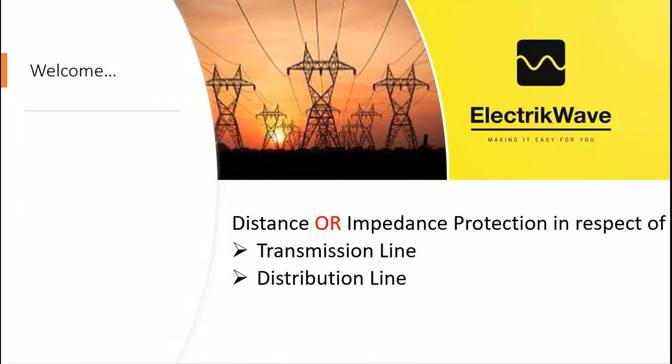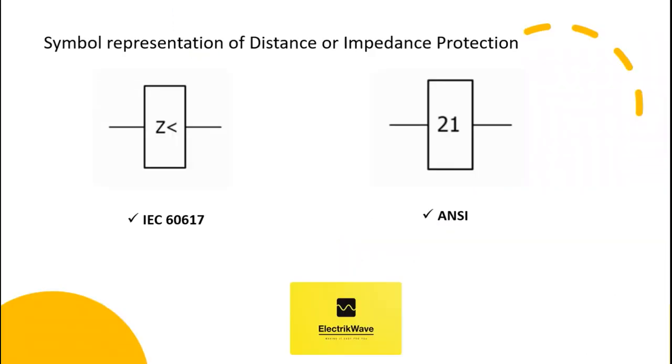Welcome. Let's see distance or impedance protection in respect of transmission line, distribution line. Symbol representation of distance or impedance protection. As per ANSI it is denoted as 21. As per IEC 60617 it is denoted as Z.